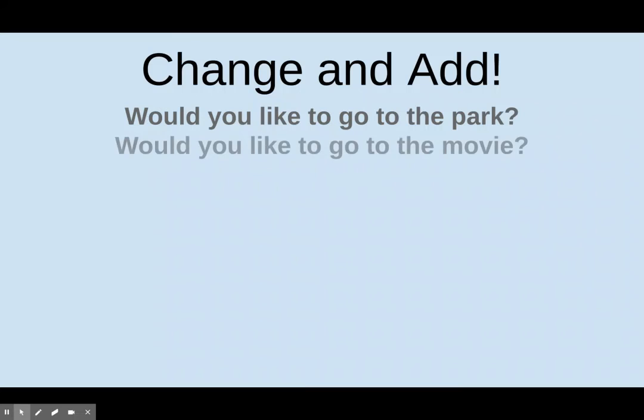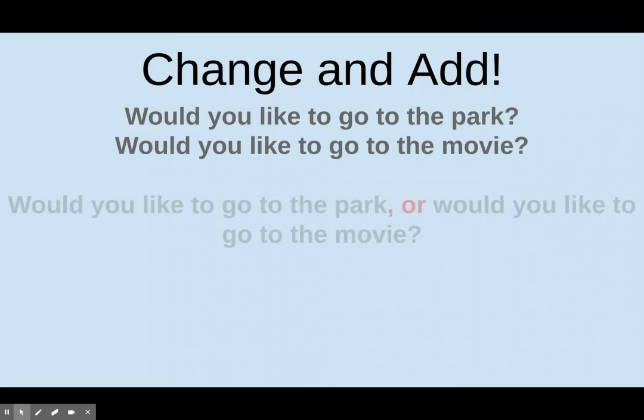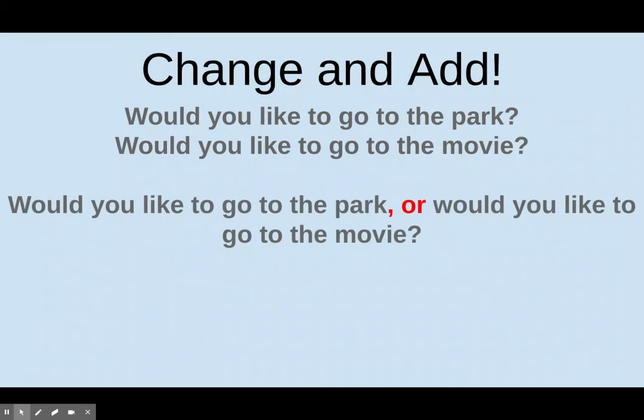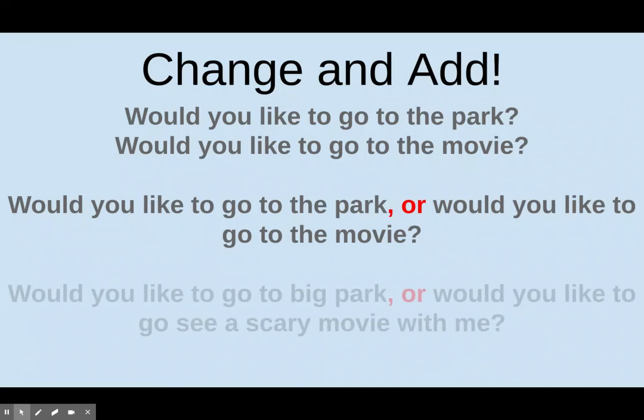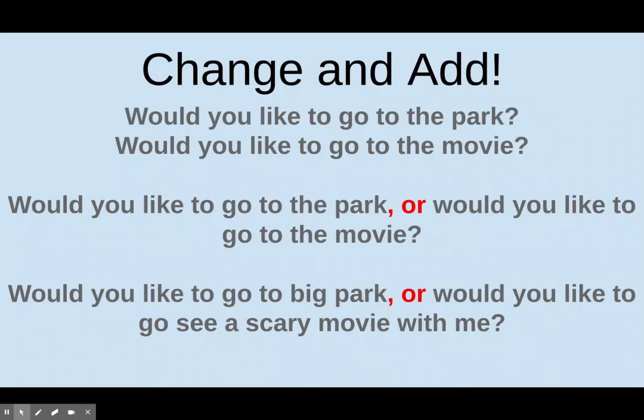All right. So let's go to the next one. Would you like to go to the park? Would you like to go to the movie? This is the basic one. Would you like to go to the park, or would you like to go to the movie? This is the jazzed up one, the one that I was wanting you to do with at least one adjective. Would you like to go to the big park?